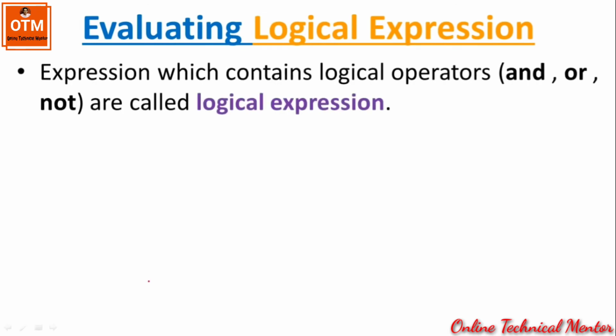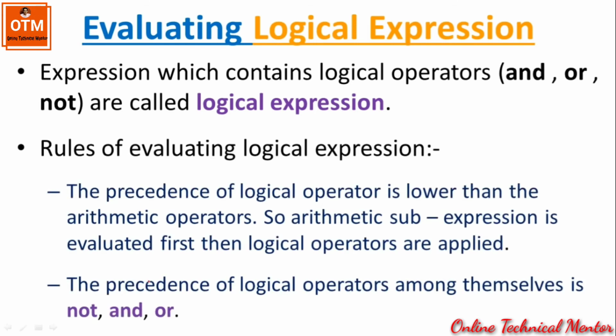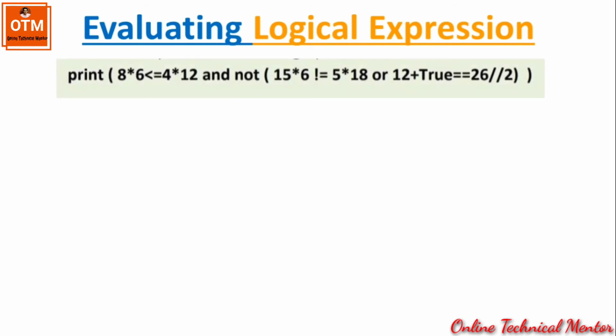Expressions which contain the logical operators and, or, not are called logical expressions. Rules of evaluating a logical expression: the precedence of logical operators is lower than the arithmetic operators. So the arithmetic sub-expression is evaluated first, then the logical operators are applied. The precedence among the logical operators themselves is not, and, or. So if a logical expression contains all three, not will be executed first, then and, then the or operator.